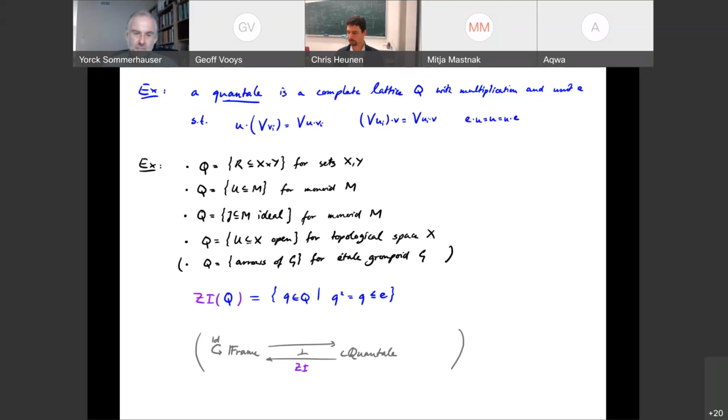Yes? What is a frame again? I'm going to define it properly in the next lecture. That's why I put things between brackets. I don't want to spend too much time on it now. Okay, sorry. You can think about it as the lattice of open sets of a topological space, if you like. Or you can think about it as a quantale where the multiplication is commutative and it has one or two other properties. So in a sense, you can think about quantales as sort of non-commutative topological spaces, and frames are like the commutative ones.